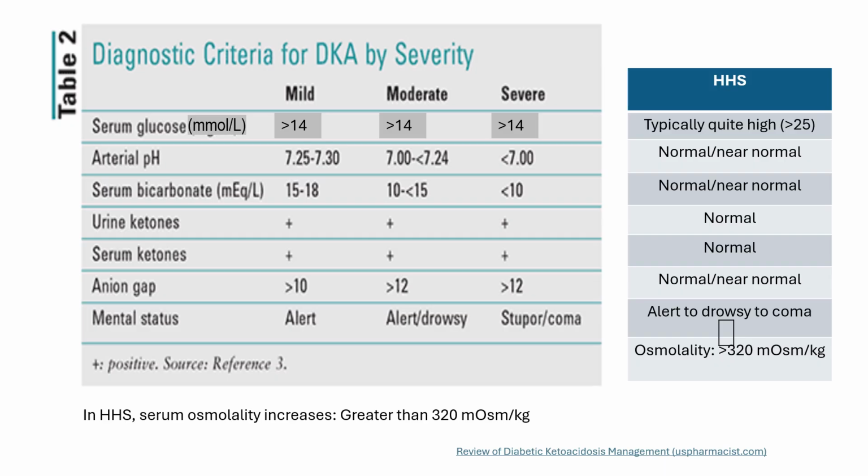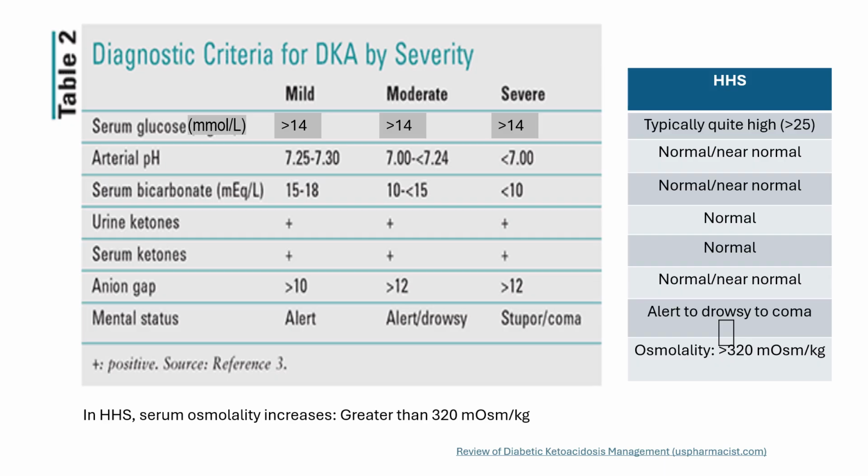The bicarbonate levels will also start to drop. There will be ketones in the urine as well as the serum in DKA. It's in the name, diabetic ketoacidosis. And the anion gap is going to start getting greater as the severity of DKA increases. And you can see as well that from the mild to severe, their mental status is going to deteriorate and they could possibly go into stupor or a coma as they get into severe DKA.